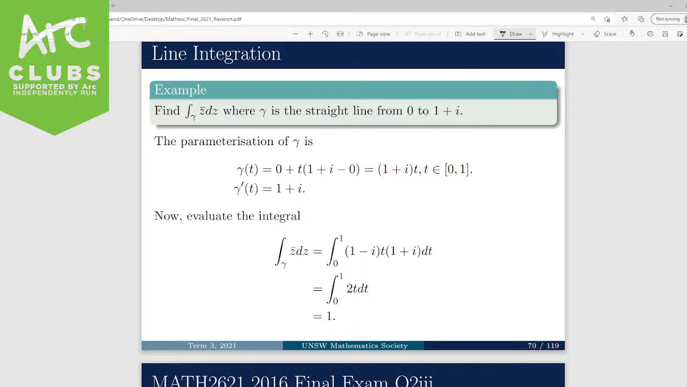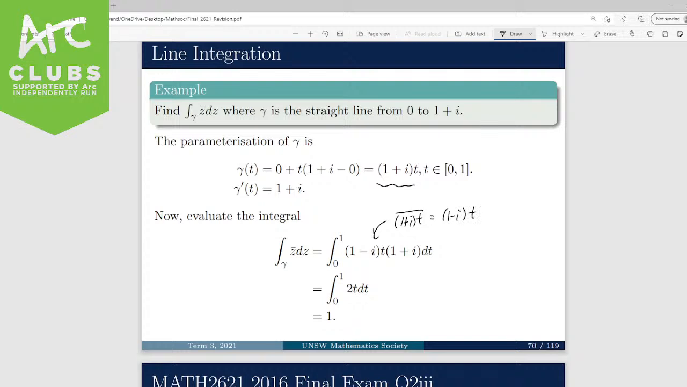And then its derivative would simply be 1 plus i. So when we evaluate this, according to how the complex line integral is defined, the original f of z is just the conjugate of z. So f of gamma, you would just be taking the conjugate of gamma. So if gamma is 1 plus it, you can see here how the conjugate of the 1 plus it just came out as a 1 minus it.